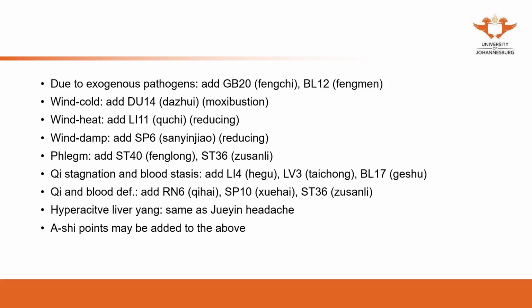Apart from the location, we're also going to identify from the causes. For example, due to wind, especially for the flu. The wind is one of the most common causes for flu or common cold. So we can use GB20, Du 16. We have introduced quite a few times for feng.